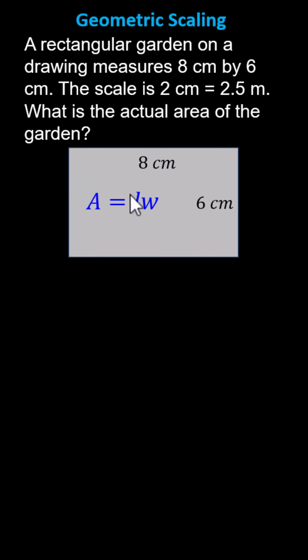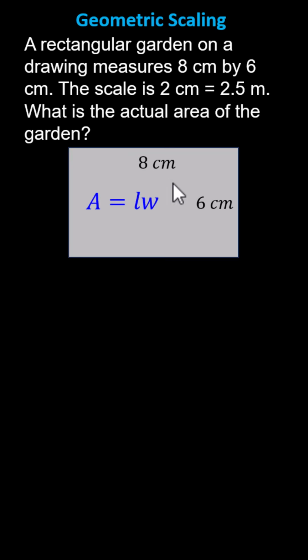So again, the drawing measures 8 centimeters by 6 centimeters. We want to find the actual dimensions of the garden to find the area of the garden. We'll do this by setting up and solving two proportions using equivalent ratios.